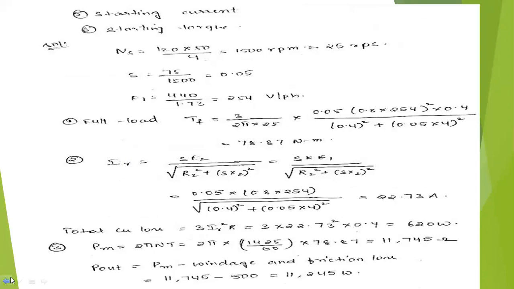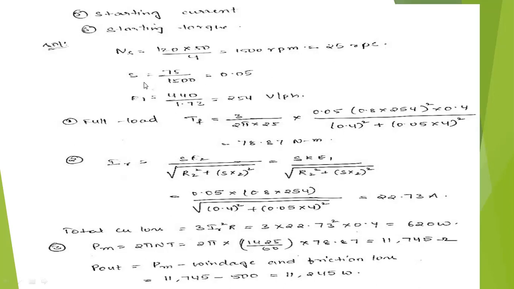So first one, NS. What is NS? Synchronous speed, 120 f by P. So that is equal to 120 into f, given as frequency 50, by P. P is the number of poles, 4 it is given. So 120 into 50 by 4, it becomes 1500 RPM. If you want to convert it into RPS, divide by 60, you will get it in RPS.